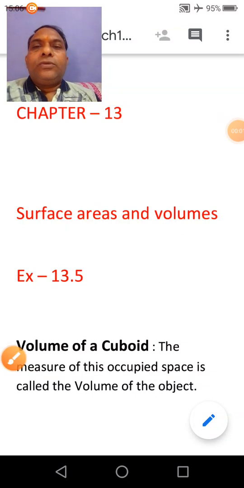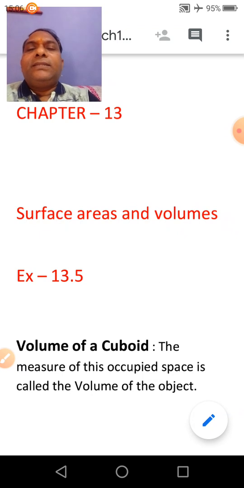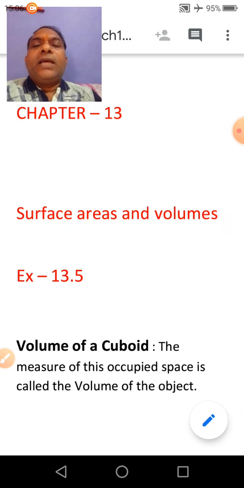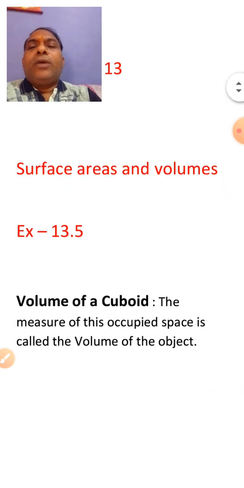Good morning, students. Now in chapter 13, surface areas and volumes. Next exercise, exercise 13.5. In this exercise, we are going to learn about the volume of a cuboid.